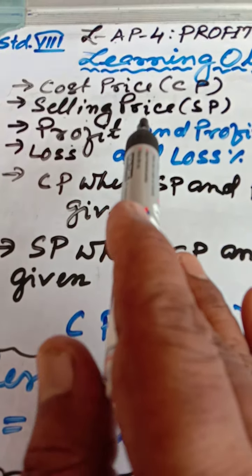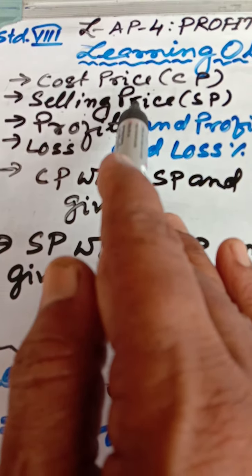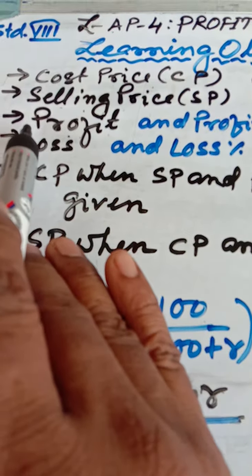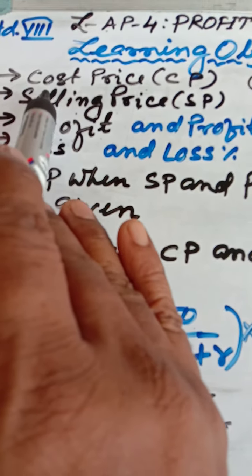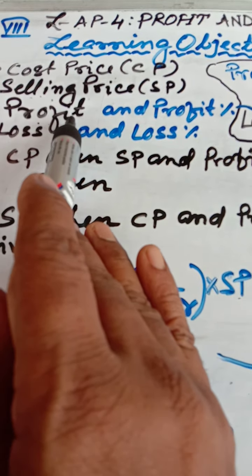What do you understand by selling price? When an item is there with you, you want to sell it out. The price at which you are selling an item is called selling price. Now, in between the transaction, someone has purchased something and he wants to sell it out. In between this transaction, you get some amount. Sometimes you get more amount than what you have paid. That time you get this particular word, profit. That means when the selling price is more than cost price, that time a trader gets profit.